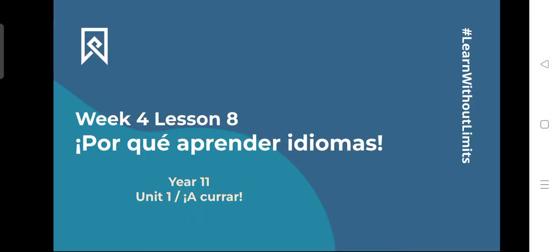Hi everyone, this is just to show you an example of integrating or embedding activities on slides, as promised. Here you have an example of a Year 11 Spanish lesson on the topic of ¿Por qué aprender idiomas?, learning languages, which is on the scheme of work for this week.